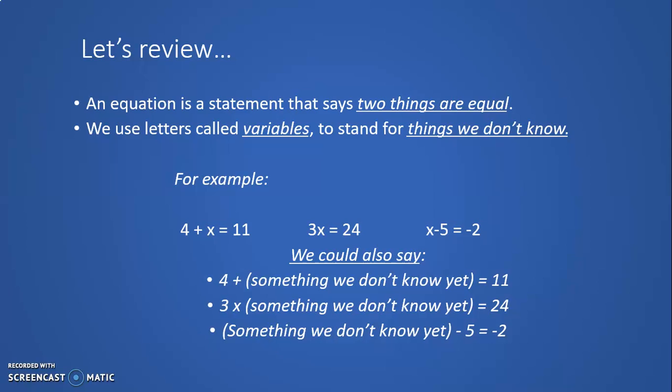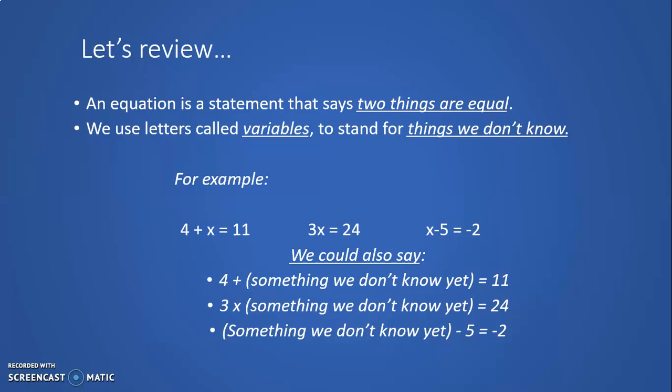So just a quick review. An equation is a statement or a sentence that says two things are equal. We use letters called variables to stand for the things we don't know. This is one time in your academic career when really it's okay to not know something. We don't know what these things are. And right now, that's fine.